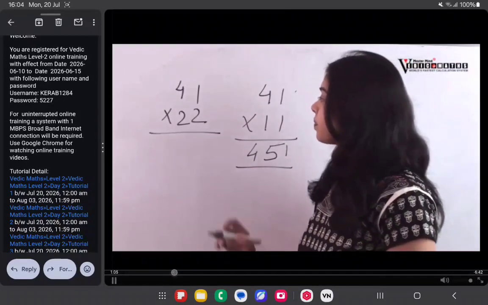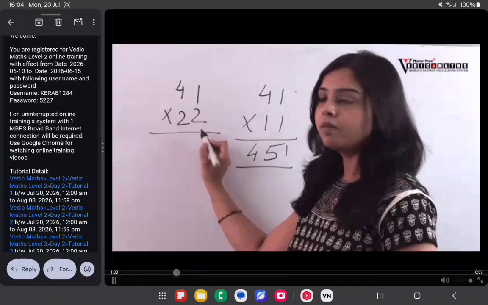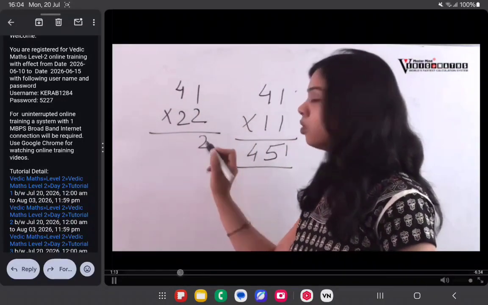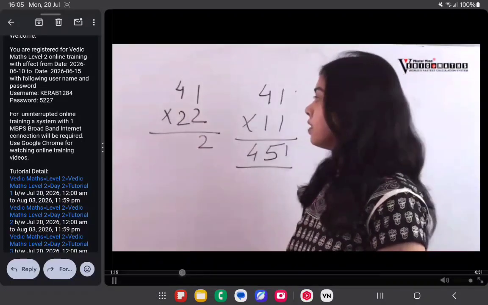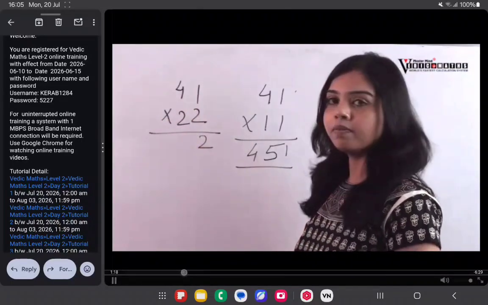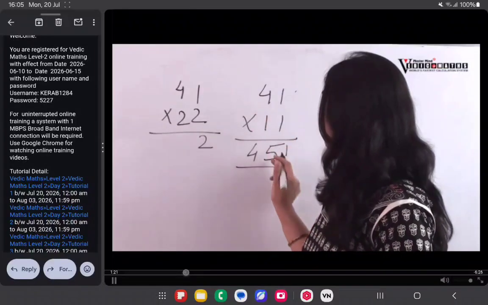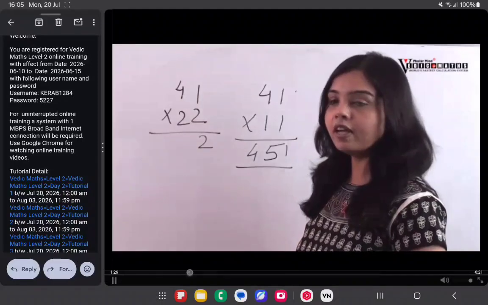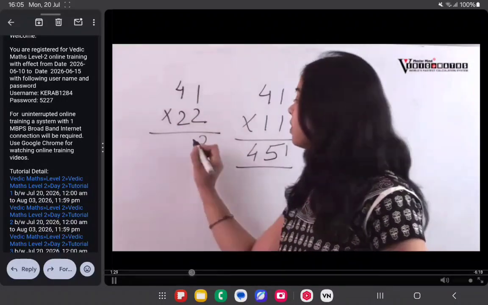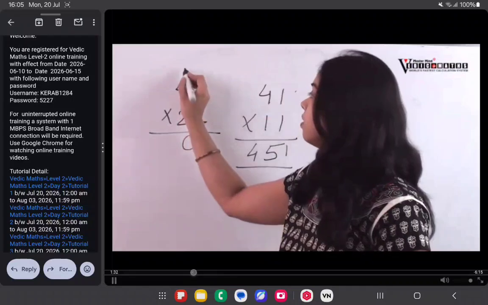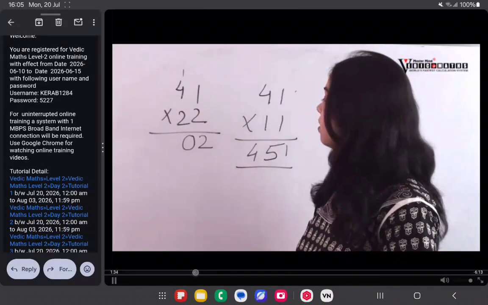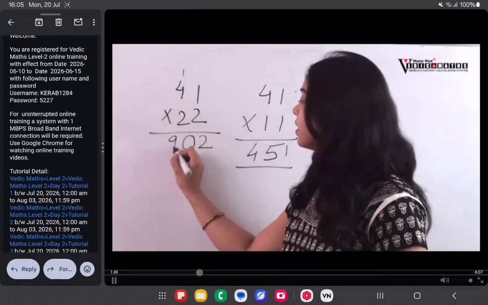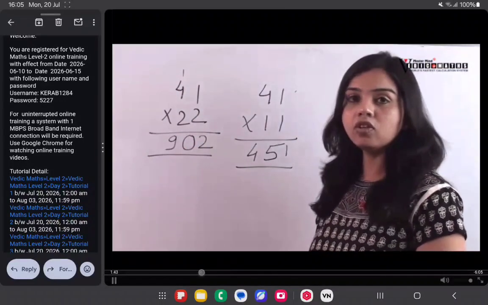41 into 22. Last digit as it is, but in place of 1, here is 2. So 1 into 2, 2. Add these two digits: 4 plus 1, 5. 5 into 2 is 10. That means we can write here 0 and 1 is carry forward. Again 4 into 2 is 8 plus 1 is 9. So our final answer is 902.